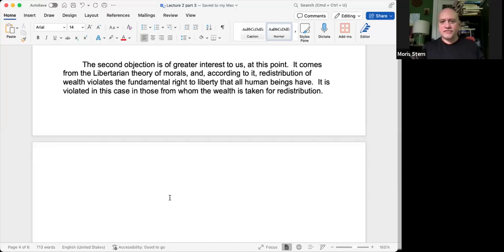The second objection is of greater interest to us at this point. It comes from the libertarian theory of morals, and according to it, redistribution of wealth violates the fundamental right to liberty that all human beings have. It is violated in those from whom the wealth is taken for redistribution.